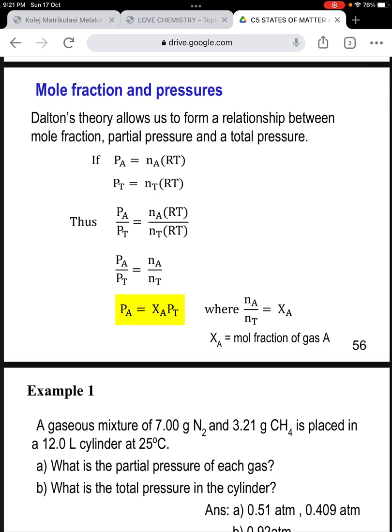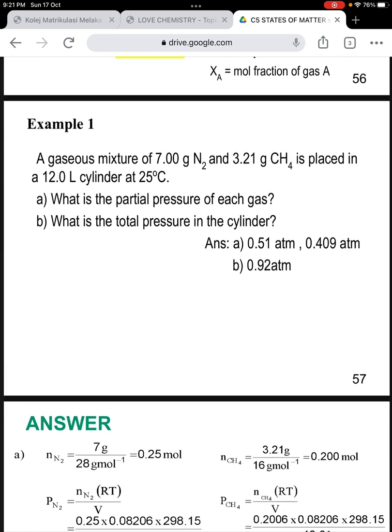PA equals XA PT. PA is partial pressure of A, XA is mole fraction of gas A, PT is total pressure. Okay, that covers all the theory under Dalton's law of partial pressure. Now we will look at some examples.